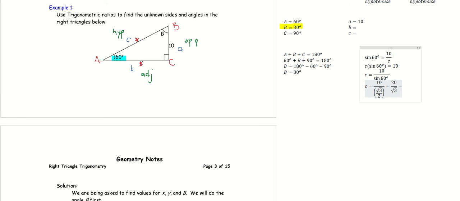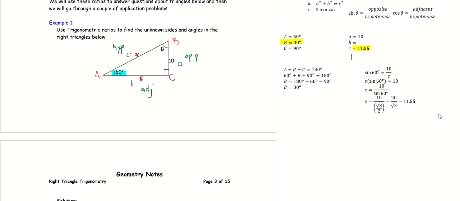Is that right? So that will be 11.55. Let me just double check. Okay, so that's 11.55. So C is 11.55. So now we have solved the second value, which is C.